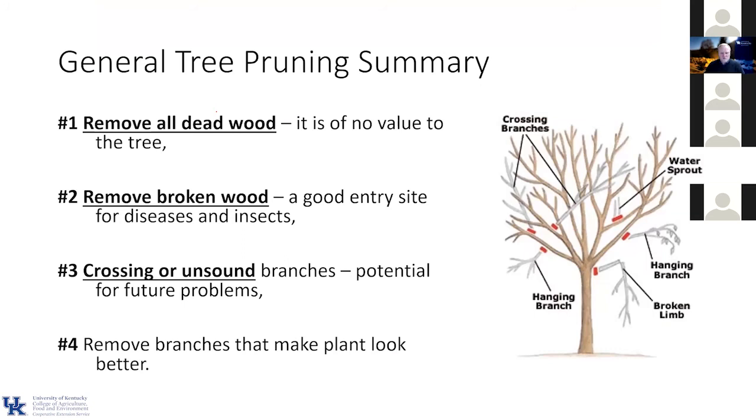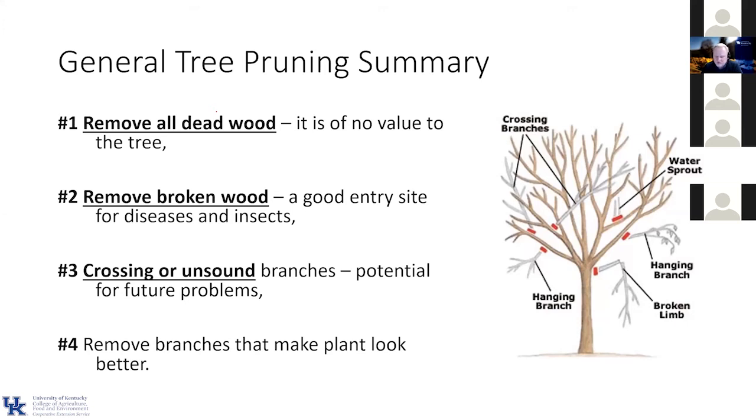Just a general tree pruning summary to wrap things up: when I'm looking at trees, the first thing I look to remove is any dead wood in a tree. Then I look for broken wood, snags. I look for crossing or unsound branches because they create a lot of potential for future problems. And basically remove any branches that make the plant look better and address those branches.